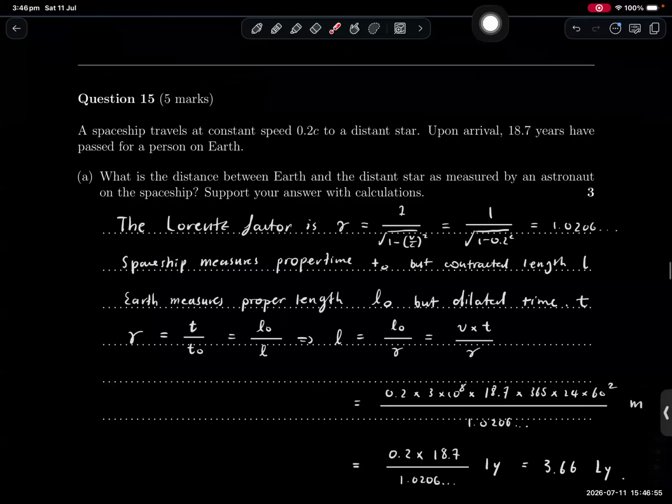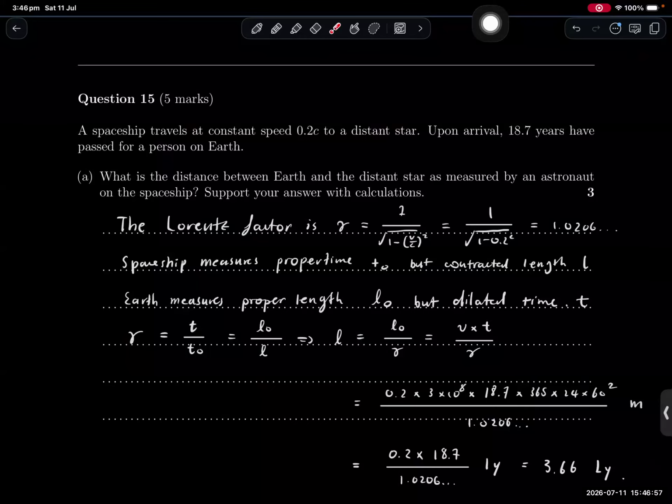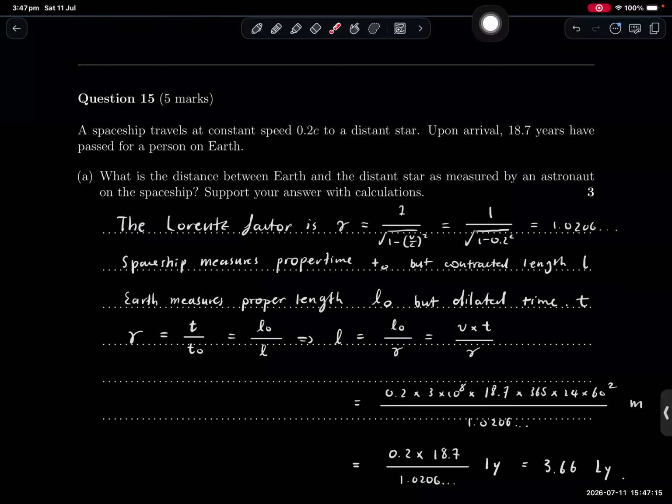Next question, question 15. Here, a spaceship travels at constant speed, 0.2 times the speed of light, to a distant star. Upon arrival, 18.7 years has passed for a person on Earth. What is the distance between Earth and the distant star as measured by an astronaut on the spaceship? Support your answer with calculations.